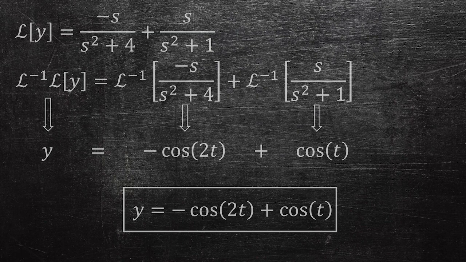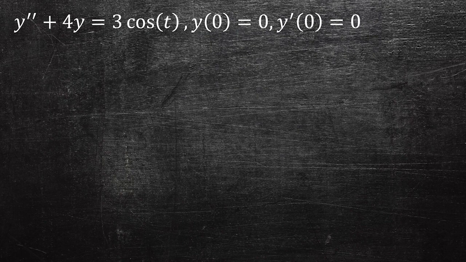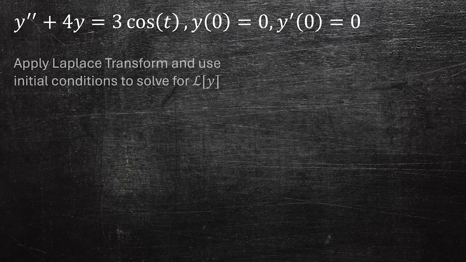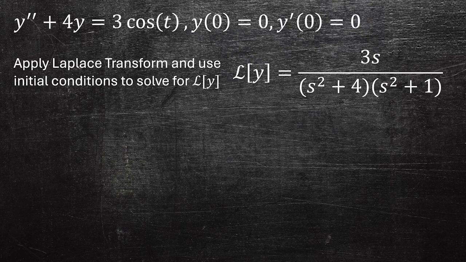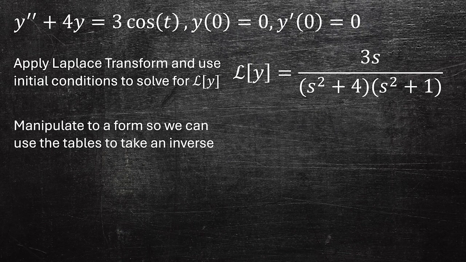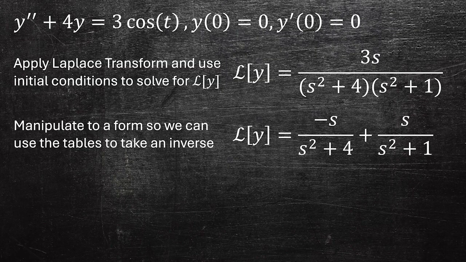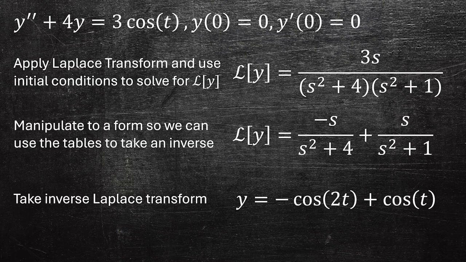Let's review what we did to get there. So, first thing we did was we were given a problem. First thing we did to the problem was we applied a Laplace transform and solved for that L{y}. That got us this. Then we manipulated it to a form we can use tables to take an inverse. And that was this. Recall that was the partial fractions. Then we just took an inverse. And that got us our solution. This is the process that you should follow to solve differential equations using Laplace transforms. Take the Laplace of all terms, take an inverse, and boom, you got your solution.